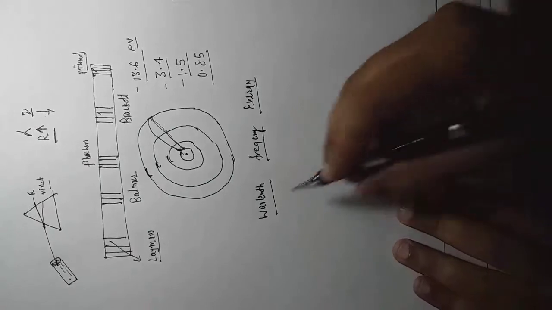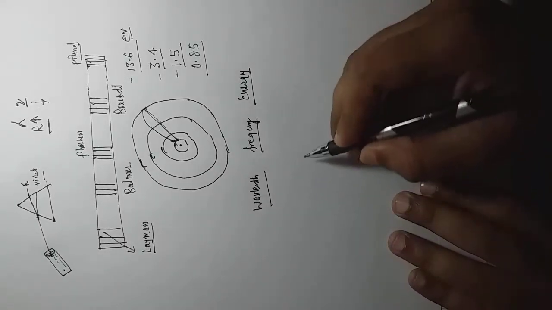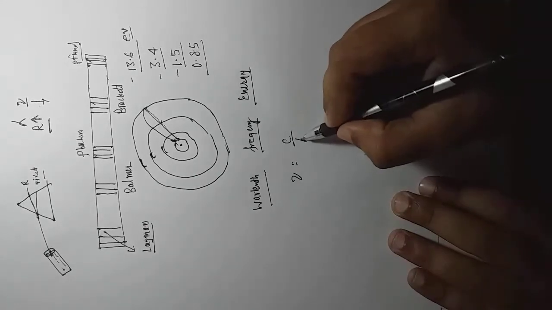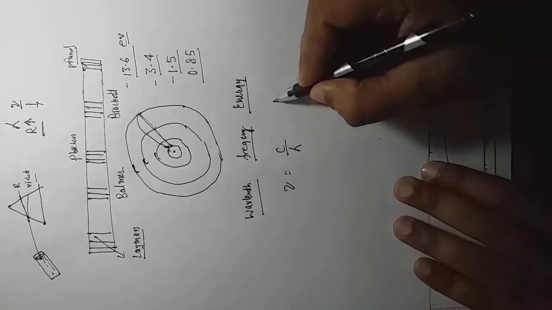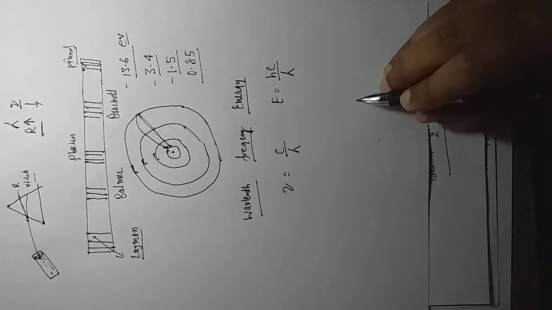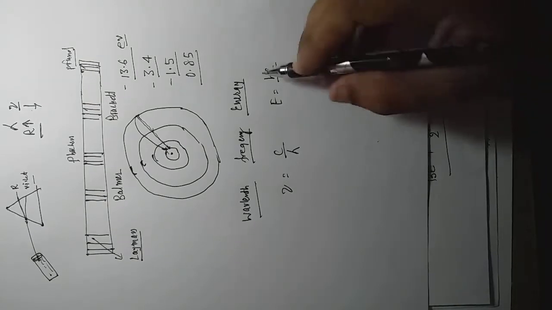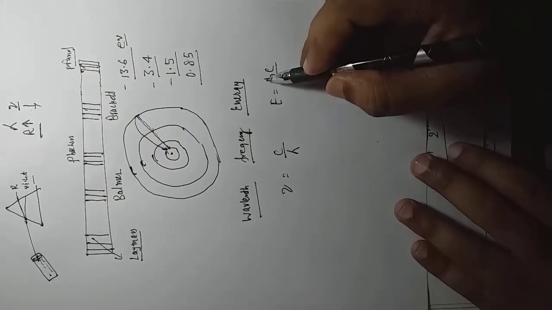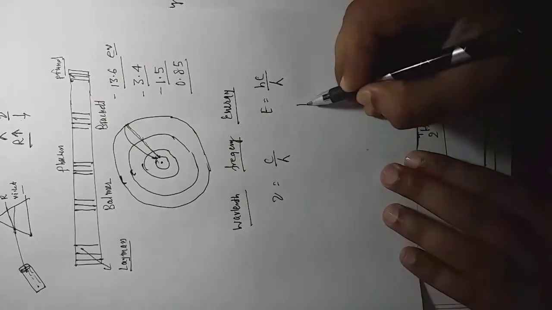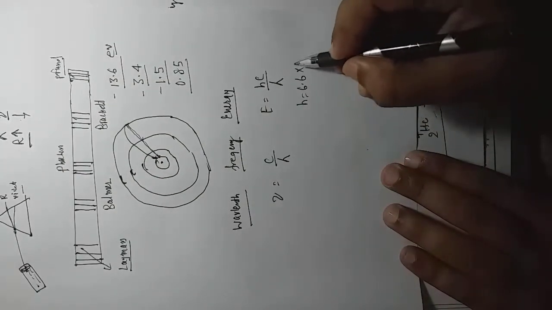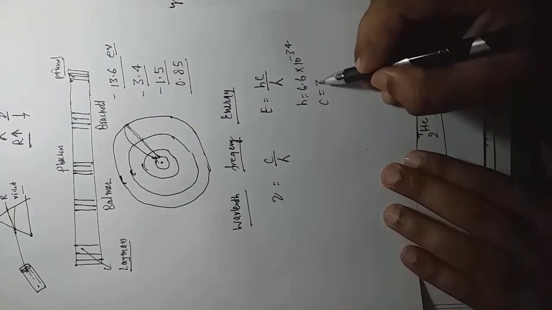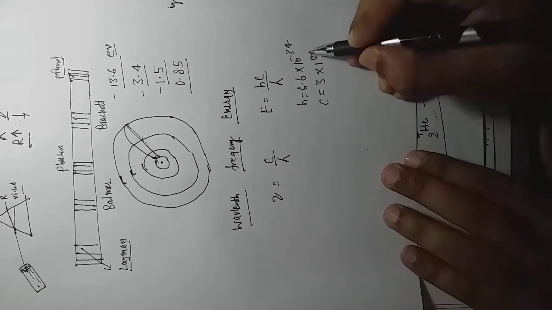We all know this, we already calculated it using formulas. Somewhere frequency, we discussed, nu is equal to c upon lambda. Energy value is calculated by E equal to hc upon lambda. So this h is Planck's constant. Its value is 6.6 times 10 raised to the power minus 34. The value for c is 3 times 10 raised to the power 8, right?